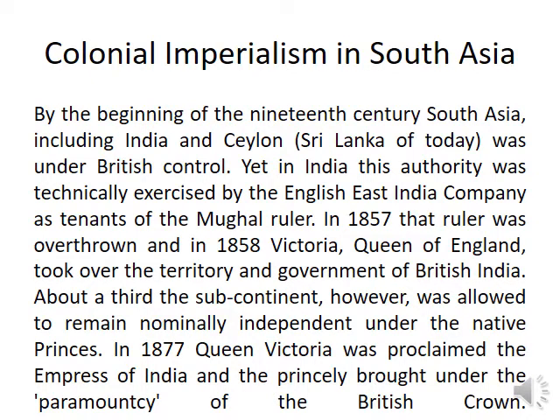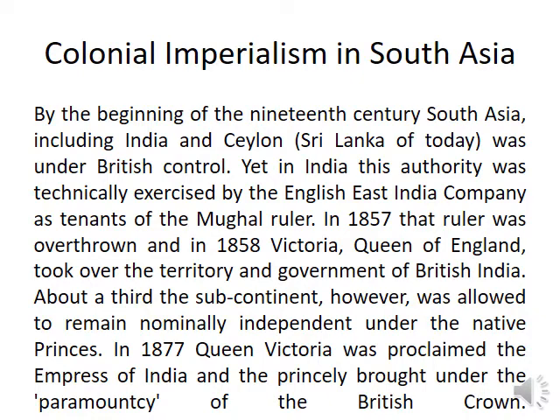As we all know, by the beginning of the 19th century, the Southeast, including India and Sri Lanka, that means presently Sri Lanka, was under British control. Yet in India, this authority was technically exercised by the English East India Company as tenants of the Mughal rule. In 1857, that ruler was overthrown, and in 1858, Victoria, Queen of England, took over the territory and government of British India. About a third of the subcontinent, however, was allowed to remain nominally independent under the native princes. In 1877, Queen Victoria was proclaimed the Empress of India and the princely states were brought under the paramountcy of the British crown.